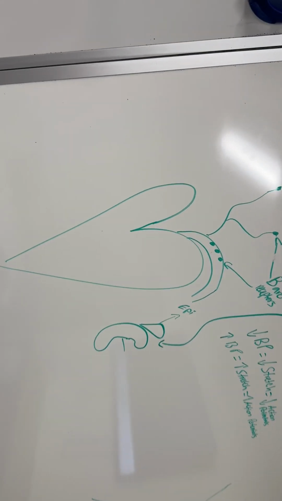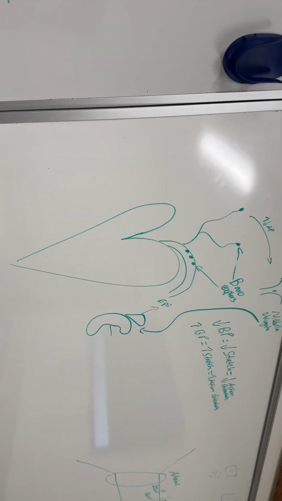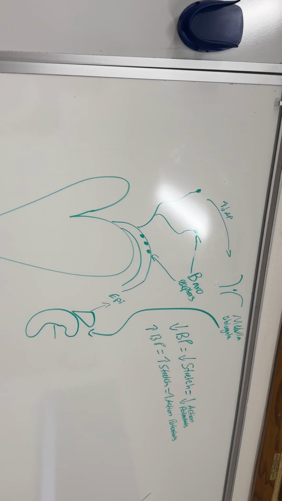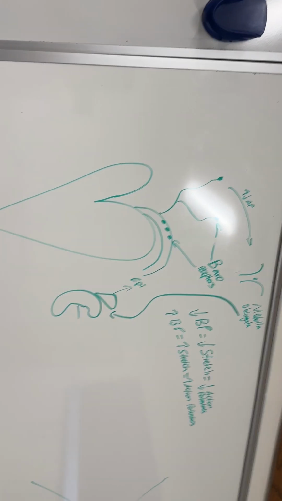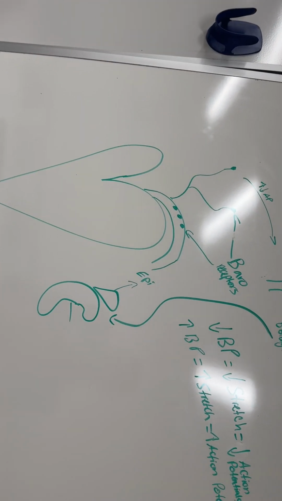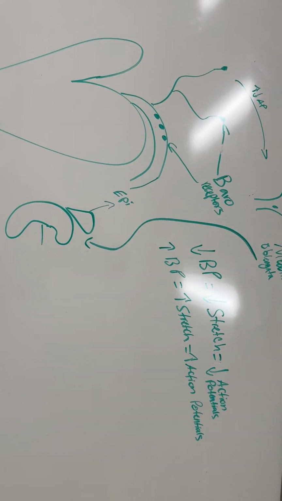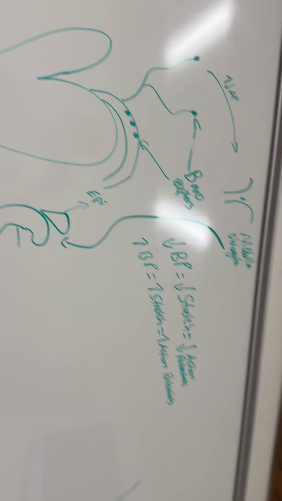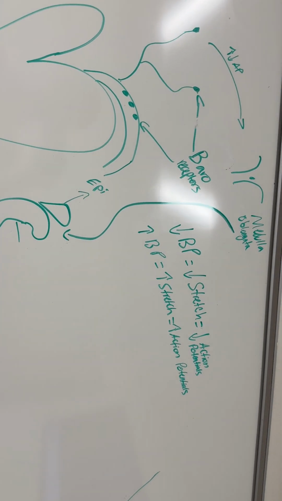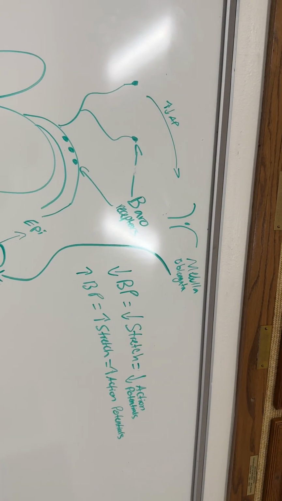And so what happens is we have these baroreceptors on the arch of the aorta and in the carotid sinuses, which are going to sense this decreased blood pressure. And these are stretch receptors. So these baroreceptors are going to sense this low blood pressure as low stretch. And then they're going to send fewer action potentials to the medulla oblongata.